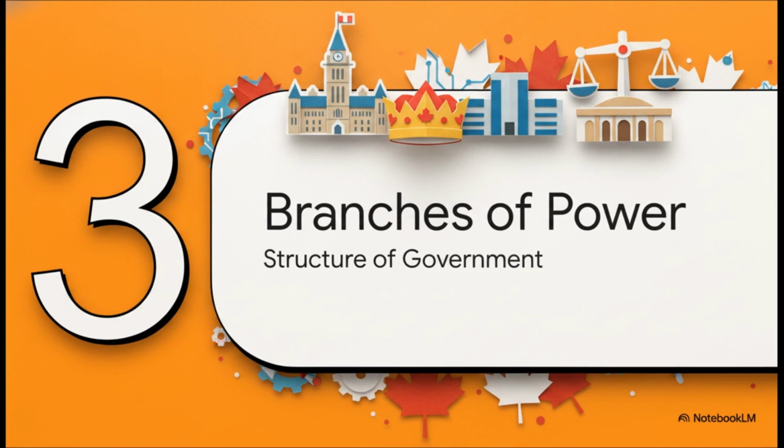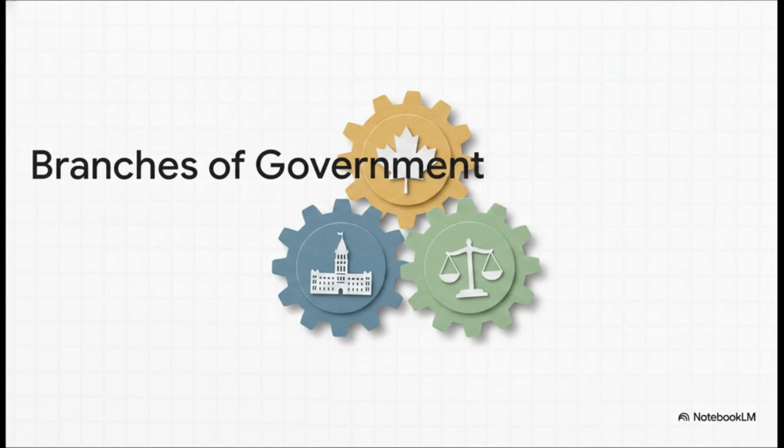This is the hardware of government. Just like a well-designed machine, Canada relies on three main branches: legislative, executive, and judicial. And they balance each other out to ensure no single entity gains absolute control. First, you have the legislative branch. This is Parliament at the federal level and legislatures at the provincial level, and they are the ones who actually make the laws.